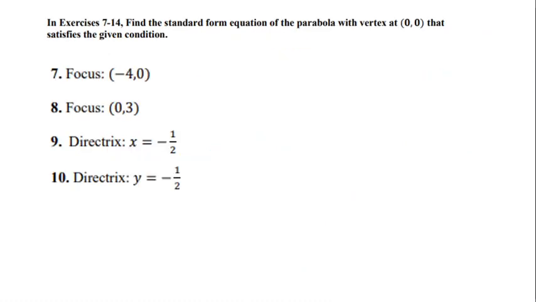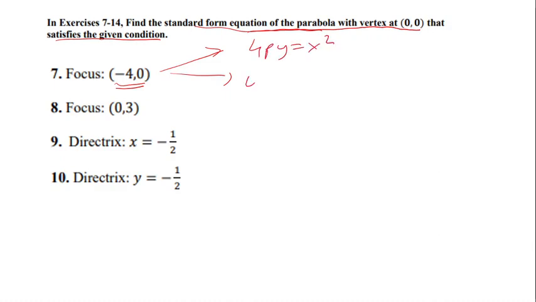Now find the standard form of the equation of the parabola with vertex at 0, 0 that satisfies the given condition. Negative 4, 0. We have two options here. One option is 4py equals x squared or 4px equals y squared. So the question here is which one?